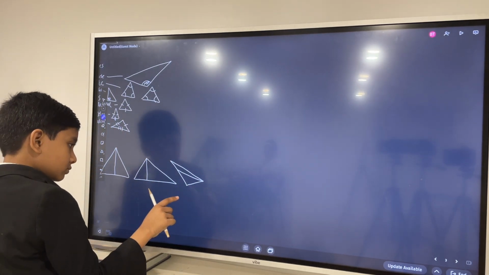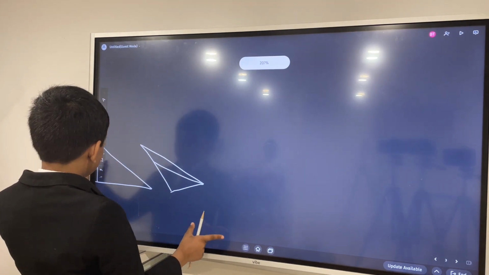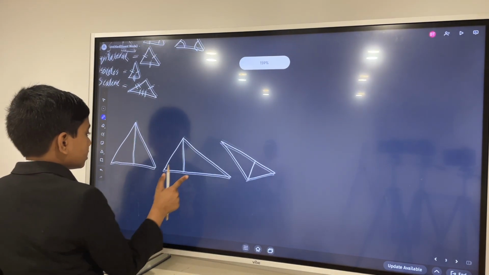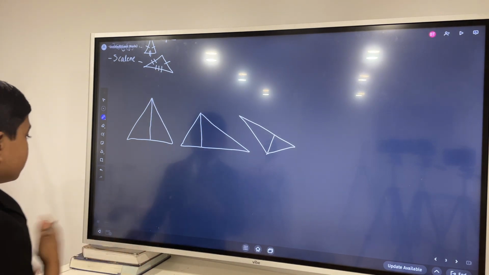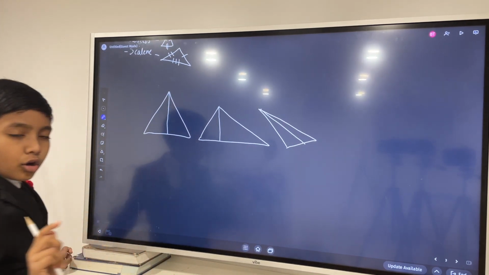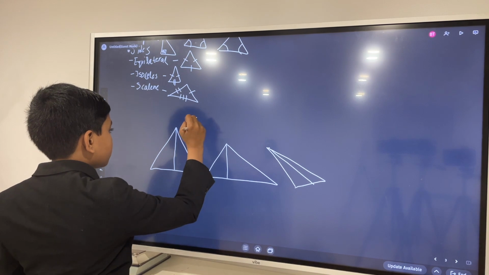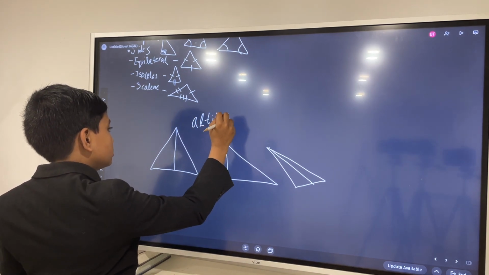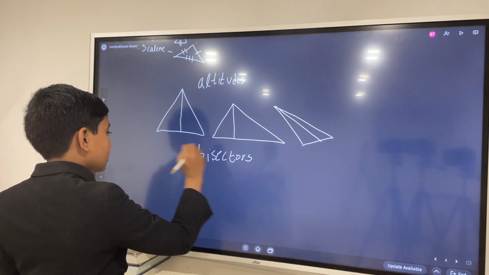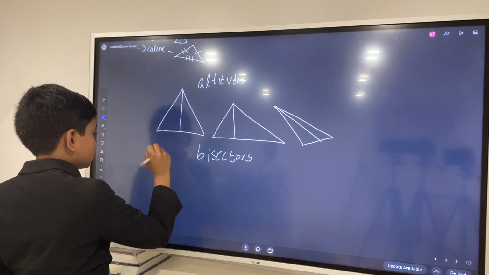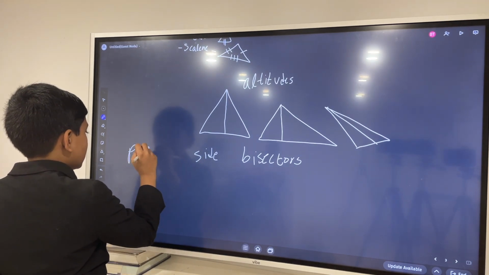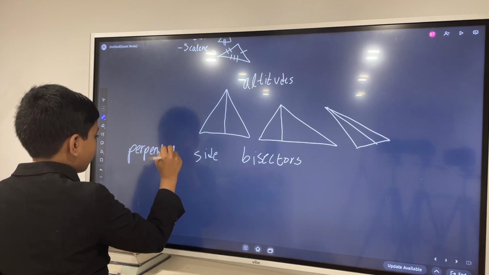So, these are all examples of altitudes. You can also draw it like this. So, there are also others. These are altitudes. There are angle or side bisectors. Perpendicular side bisectors. It's a mouthful, but I promise.